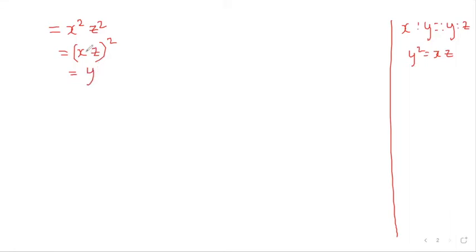Y square, y squared squared, is equal to y power 4. And if you remember, the right hand side of this, the RHS, was y power 4, right? That's fine. So actually, we did not do anything complicated here.